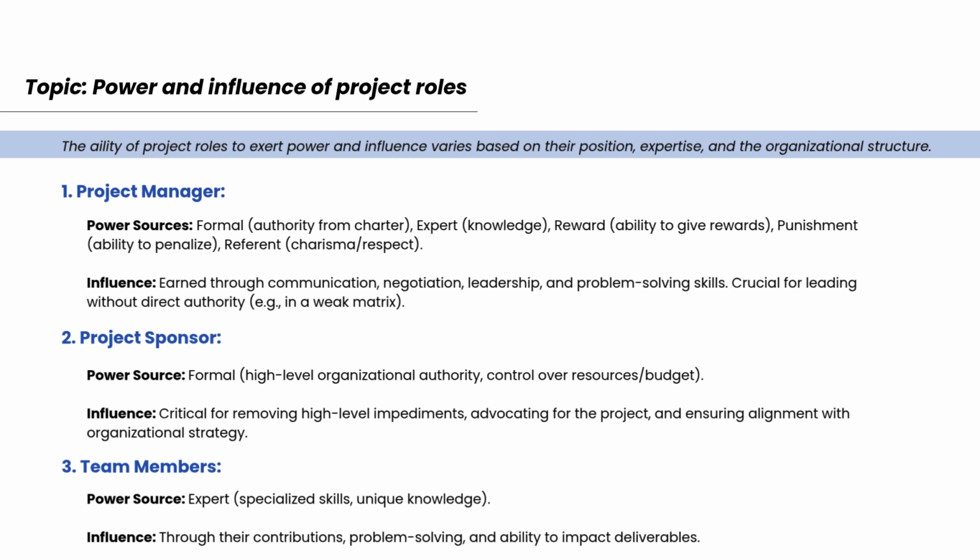Second, project sponsor. Power source. Primarily formal. They are senior leaders with control over budgets, resources, and strategic direction. Influence. They are crucial in removing organizational blockers, securing funding, and aligning the project with company goals. Third, team members. Power source. Mainly expert. They have unique skills and domain knowledge. Influence. They contribute to the project by executing tasks, solving problems, and impacting the final deliverables.